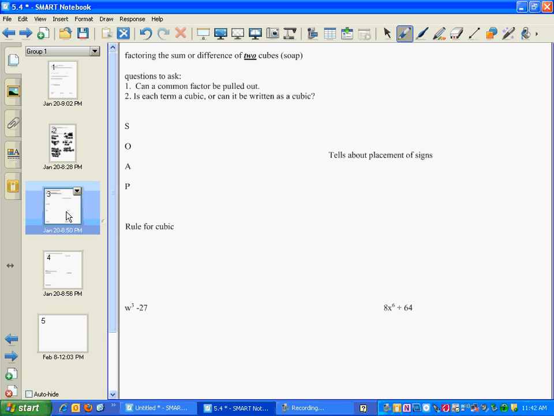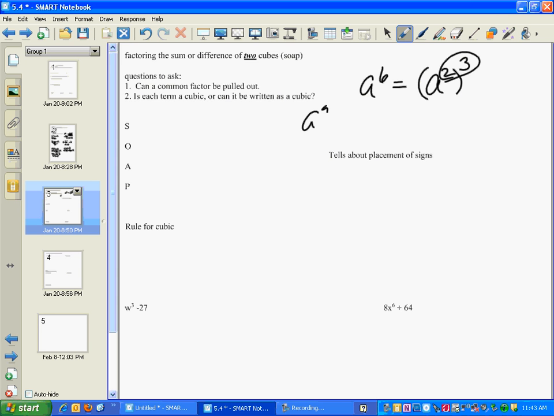Is a to the sixth a perfect cube? Yes, because remember your rule for raising a power to a power. A to the sixth is a perfect cube, because it can be written as a squared to the third power. We're not plugging anything in. We're looking at our terms and deciding if they're a perfect cube or not.